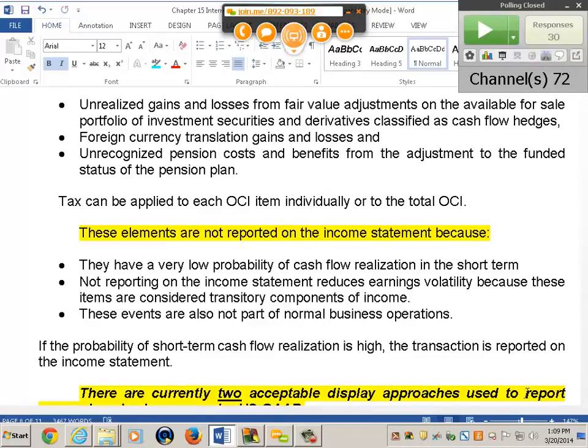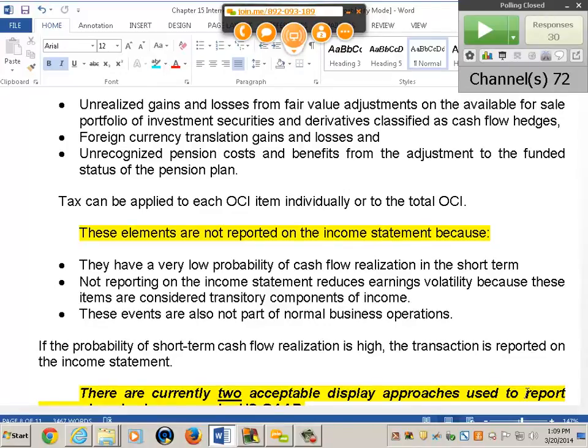Now, in the event that the probability is high, it does go into income. So take a financial service company like Prudential up the street. They hold portfolios that they trade every day. If they're holding a portfolio of trading securities and those securities tank, that loss goes into net income because there's a high probability of cash realization.